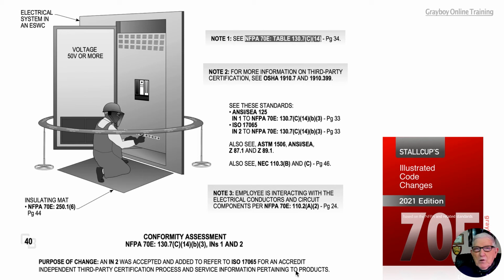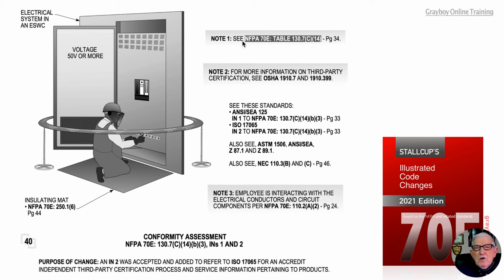Now, I would also suggest that you see NEC 110.3, B as in boy, C as in car, OSHA 1910.399. And if you really want more information, to obtain more information on third-party certification, I also refer you to OSHA 1910.7. Now, let's review the notes first, if you please.